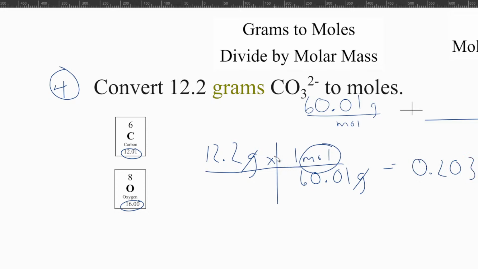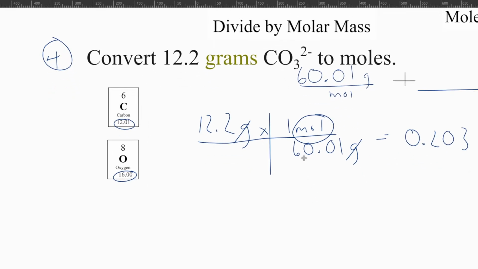So your teacher probably is really going to like this cross method. They'll call it the factor label method. But really all we did was multiply this by the reciprocal of the molar mass. A little bit much to think about. So let's go down and give you a chance to try that.